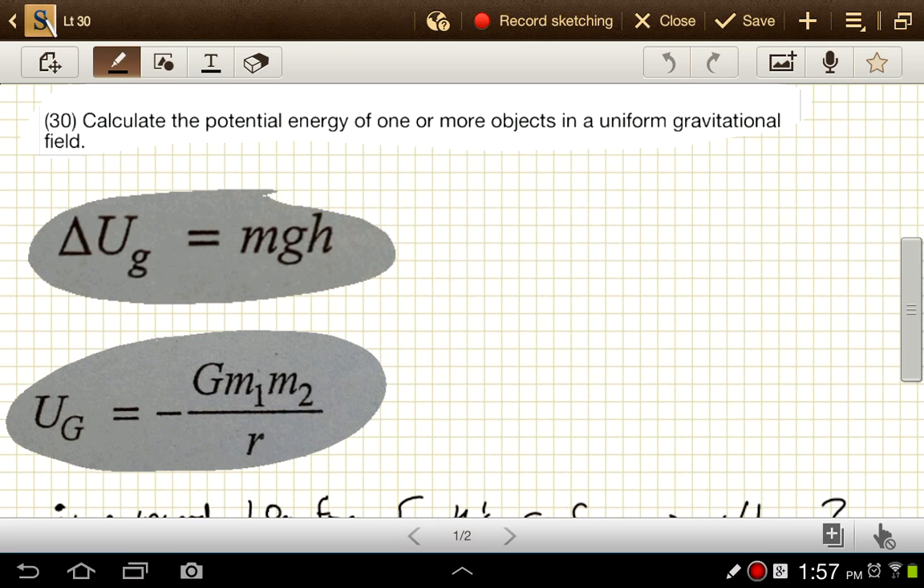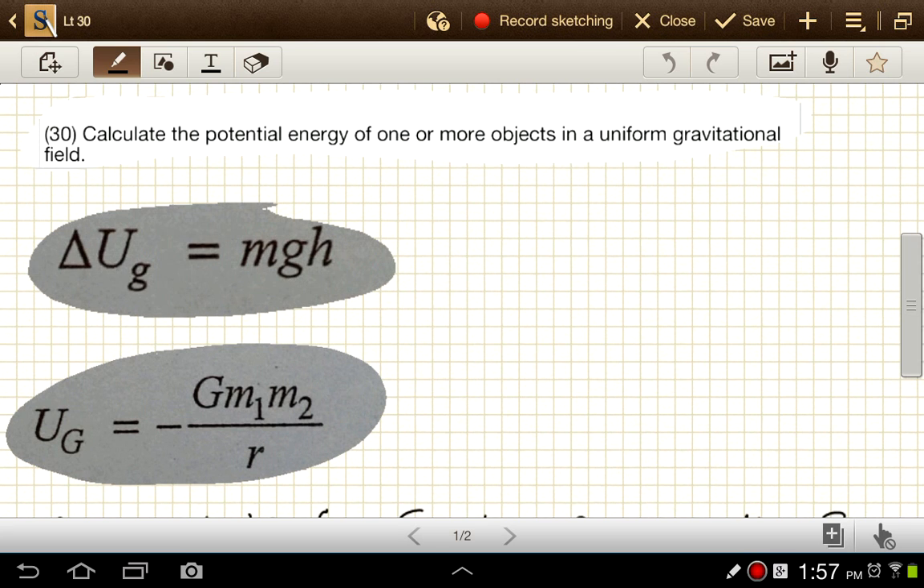Learning target number 30 is about gravitational potential energy. Now, in looking through the equation sheets for the AP Physics B test, you'll notice that we actually have two different equations for gravitational potential energy. And they have a little bit different form. First off, this one it specifies as the change in gravitational potential energy. And this one is just gravitational potential energy, just some value at a certain position.